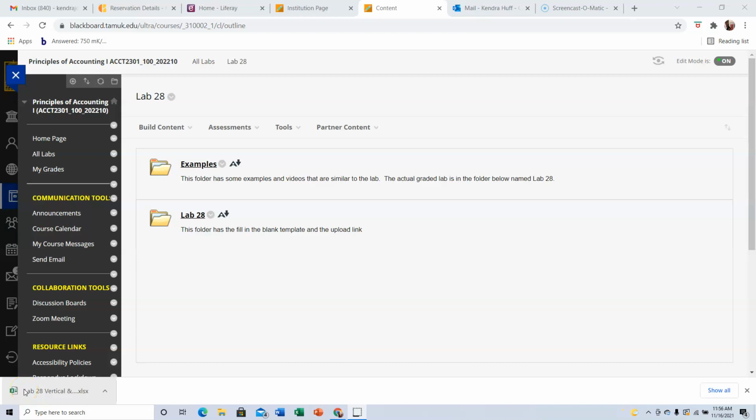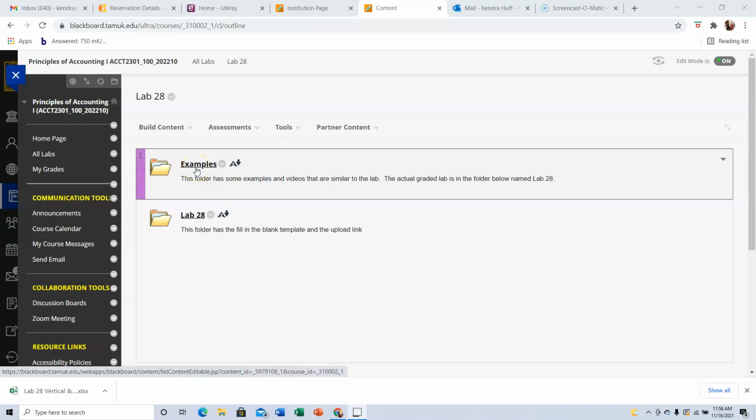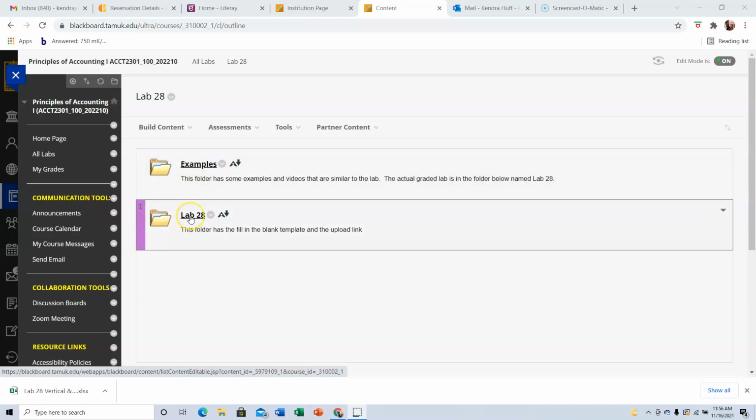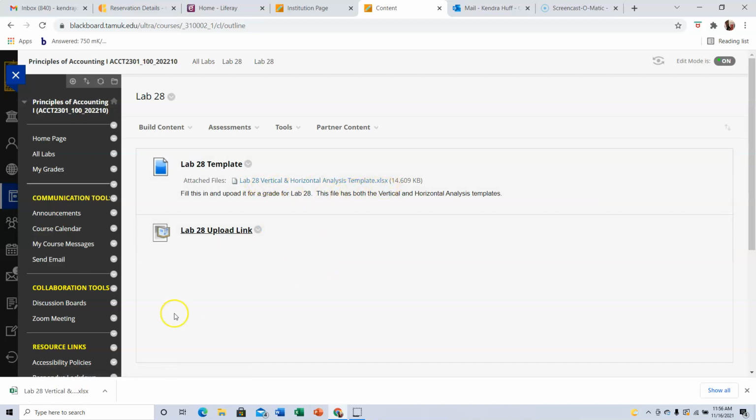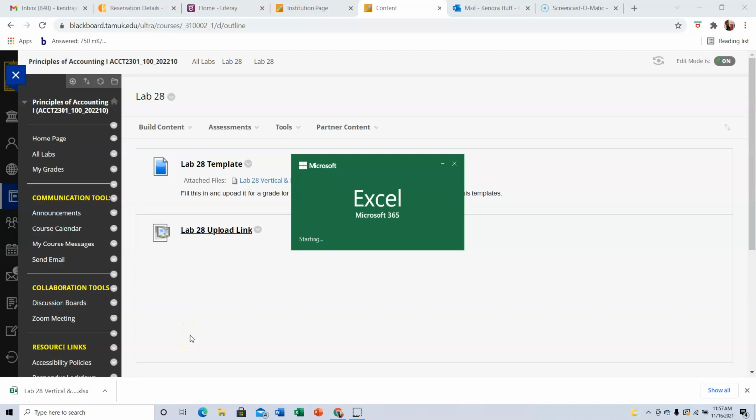This is the video for Lab 28, your last lab. Yay. Okay, so there are some examples for how to do the lab, and then to actually get to Lab 28, you have to click again into this Lab 28 folder. In that folder is a template that's already in Excel. So I'm just going to pull it up. I'd already downloaded it. My internet is very slow today. You'll have to please excuse me.